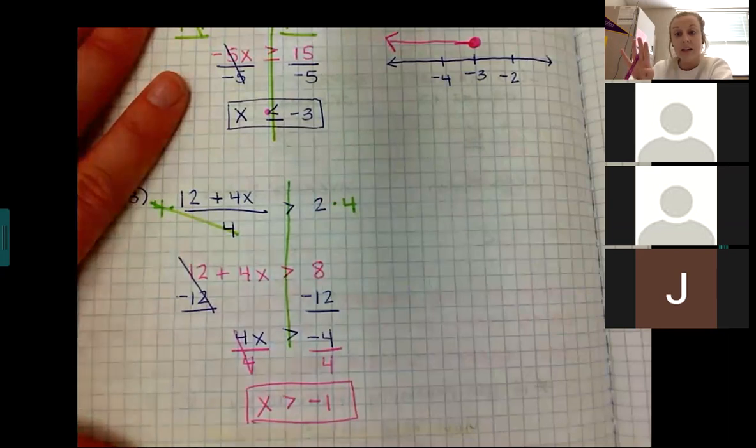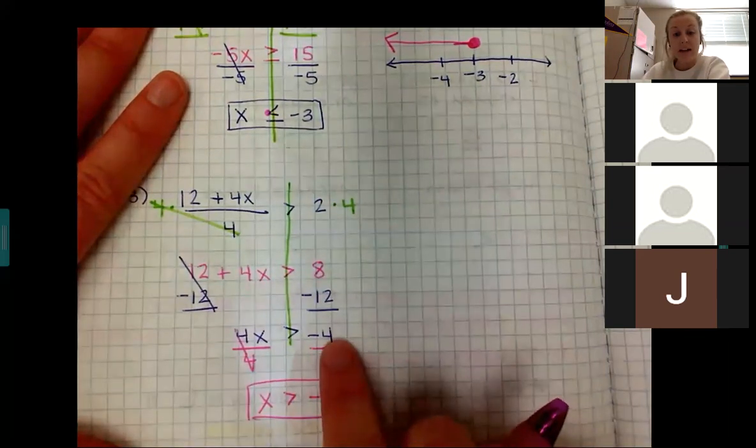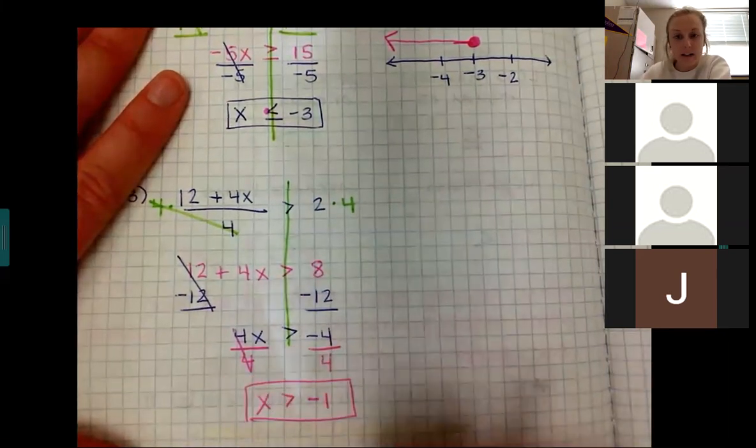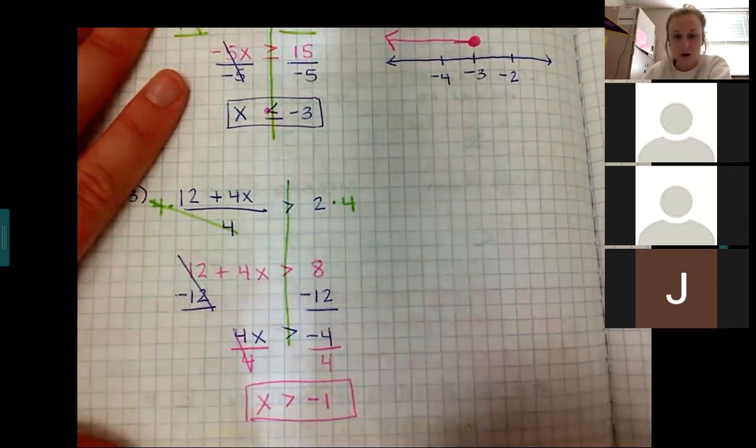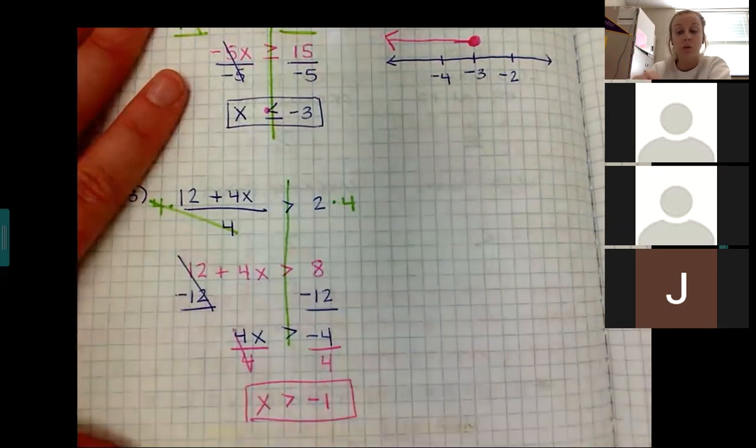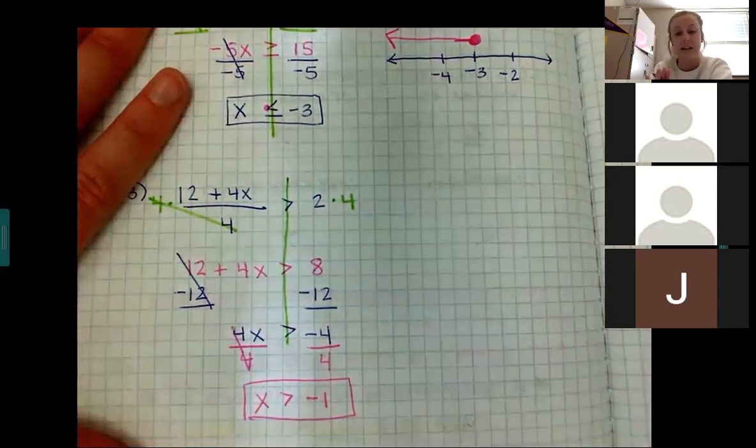Yes. Now listen, this 4 was negative, but am I dividing by a negative? No, so you do not flip that sign. Don't get crazy and start flipping the sign whenever the heck you want to. That is not what I told you. Flip the sign when you multiply or divide by a negative. That's it. Does that make sense?